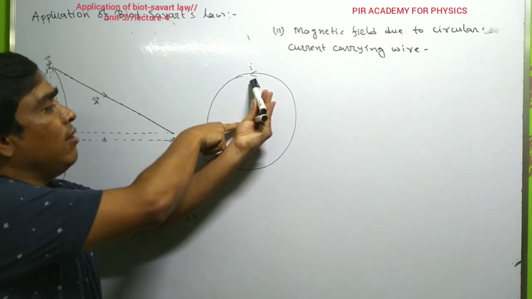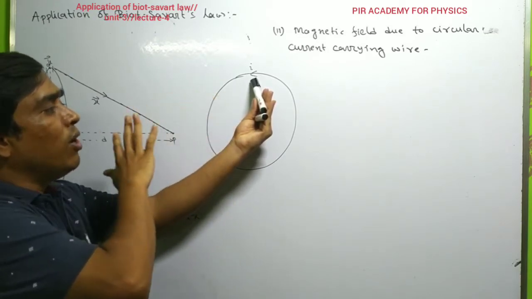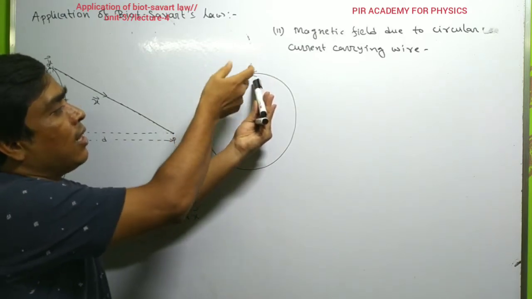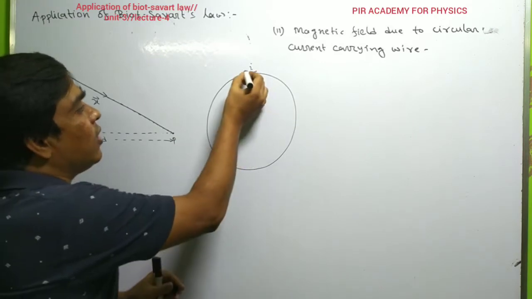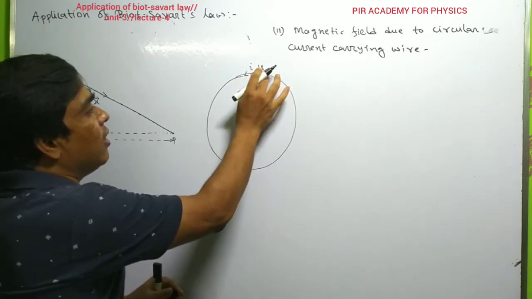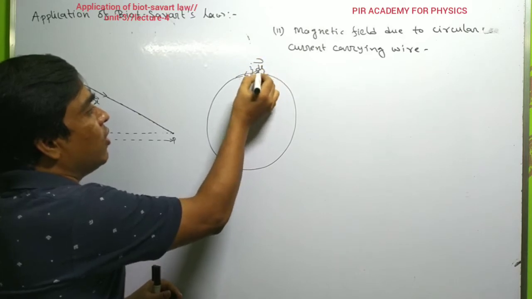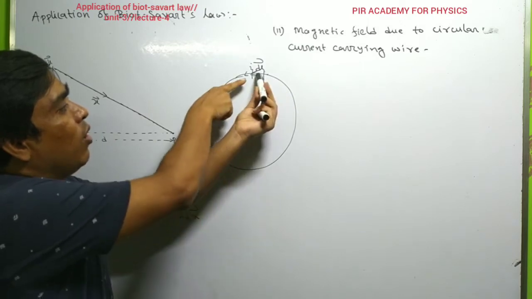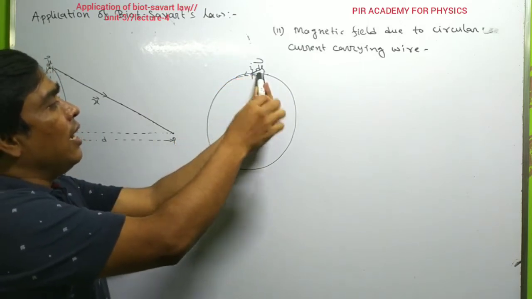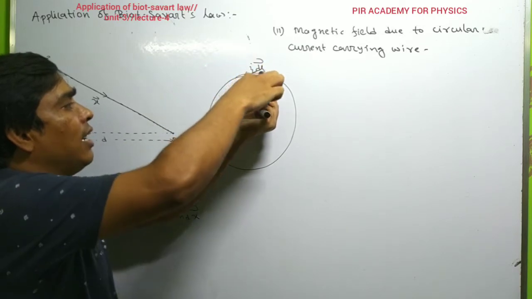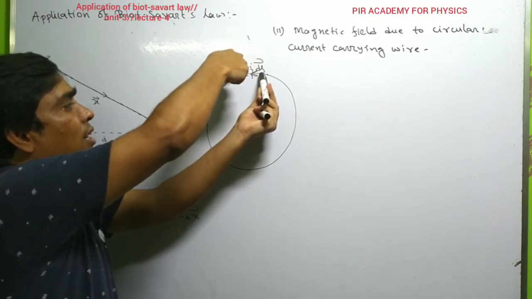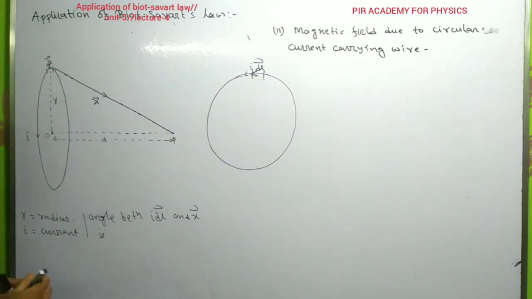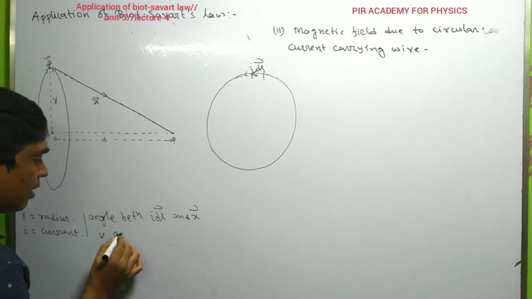This is the center of the circular wire, and this is the axis of the circular wire. You take the current element I dl along this direction. The direction of dl is along this direction, and the direction of x is along this direction. The angle between dl and x is 90 degrees. So the angle between I dl and x is 90 degrees.